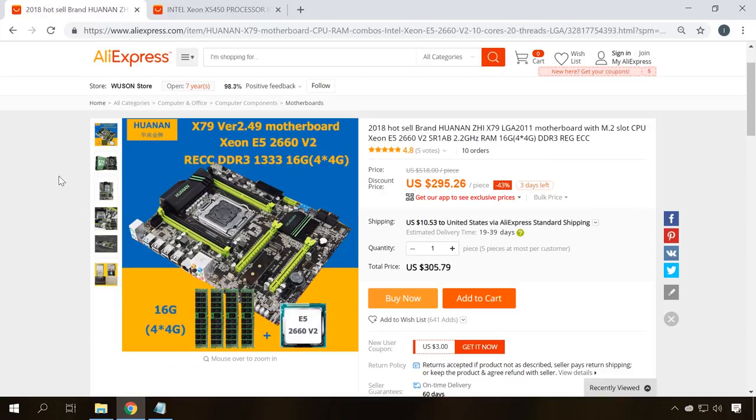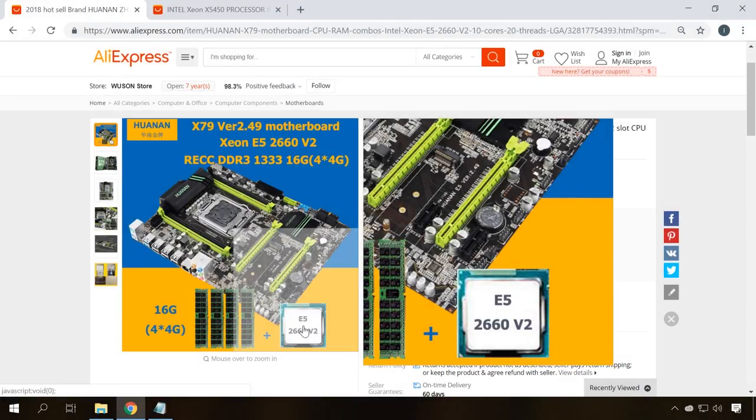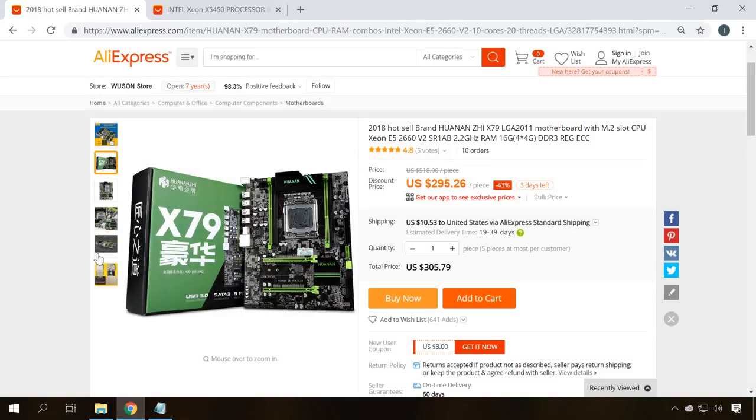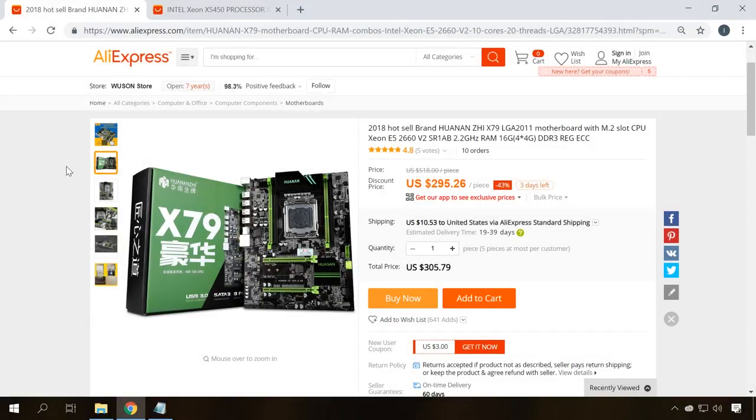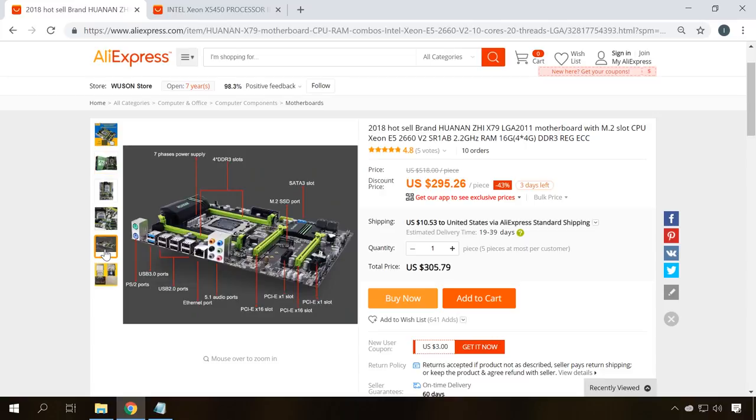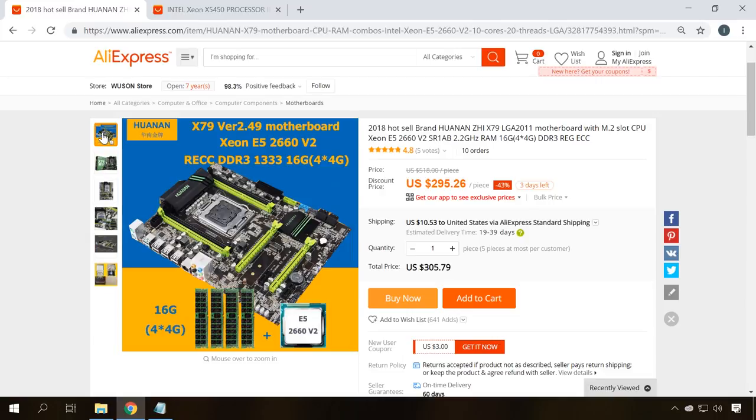The next build is based on socket 2011 with a more powerful CPU, Xeon E5-2660. This is an 8-core 16-thread processor with a base clock speed of 2.2 GHz that can go up to 3 GHz in turbo mode and 20 MB of level 3 cache. It comes with the same motherboard, Huanan X79, and the memory kit of 16GB working at 1333 MHz, 4 models, 4GB each. The motherboard Huanan X79 supports up to 64GB, 4 modules of 16GB system memory with a maximal frequency of 1866MHz. And the price is $300.